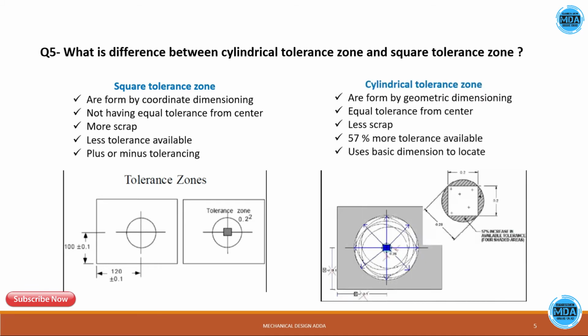Here you can see that this cylindrical tolerance zone has equal tolerance from the center, and next is the comparison of the square and the circular tolerance zone. Here you can see that the hatched portion is the extra tolerance zone compared to the square tolerance zone. So how do you get the cylindrical tolerance zone? By applying GD&T, or by applying the geometrical control to the feature of size. This is the importance of the cylindrical tolerance zone in GD&T over the square tolerance zone.